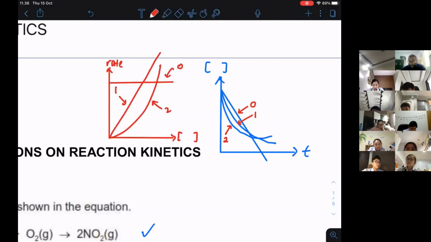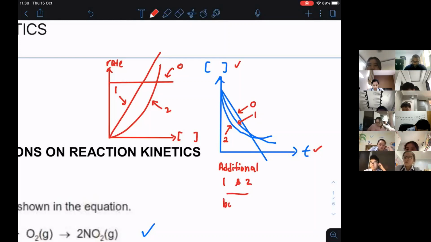I think the difficulty will be if they give you a concentration-time graph with a curve, then you need to do some additional work to find out whether it's first order or second order. In order to do the additional work, Charlton, can you tell me how do you differentiate first order and second order when it comes to a concentration against time graph? Charlton? Both of them are curved. So how do you differentiate?